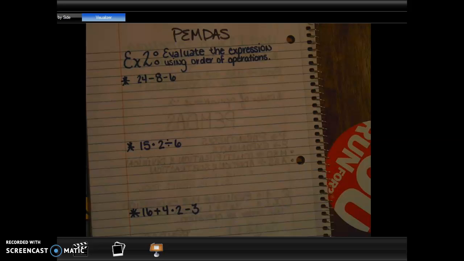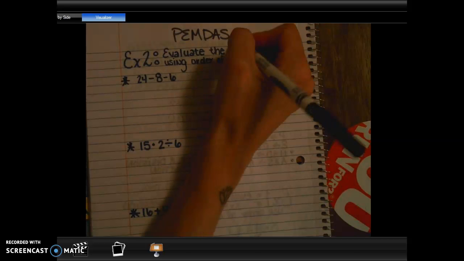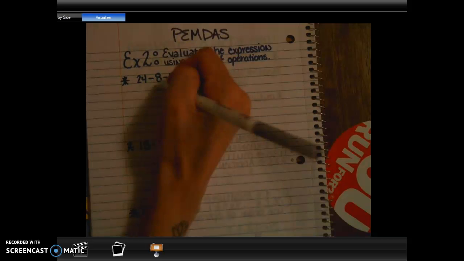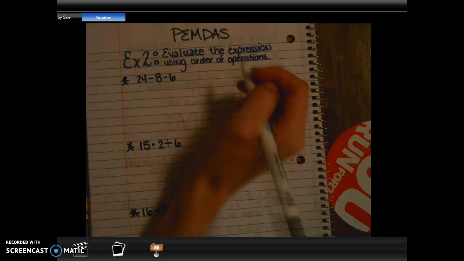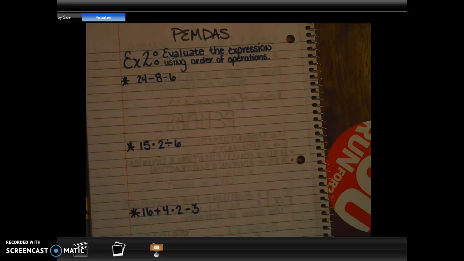You need to make sure that if you're doing any of the multiplication or division or the addition or subtraction, you always work from left to right. You can't just go, okay, well, I know that 8 minus 6 is 2 and that kind of stuff. You can't do that. We need to go 24 minus 8. So let's do that first.